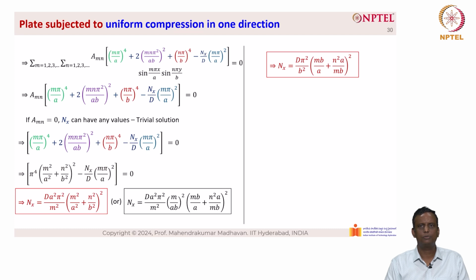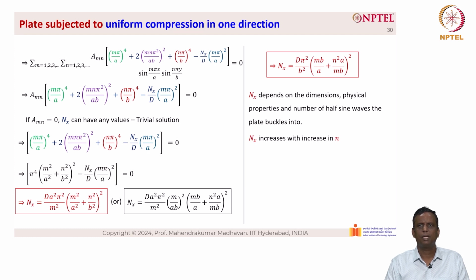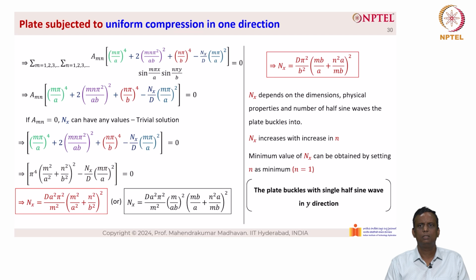Now this gives rise to the equation Nx equal to D into pi square by b square into (mb by a plus n square a by mb) the whole square. This Nx depends on the dimensions, physical properties and number of half sine waves the plate buckles into. So Nx increases with the increase in n. So the minimum value of Nx can be obtained by setting n equal to 1, which is the minimum value, which means that the number of half sine waves in the direction of y is limited to 1. So the plate buckles in a single half sine wave in the y direction.